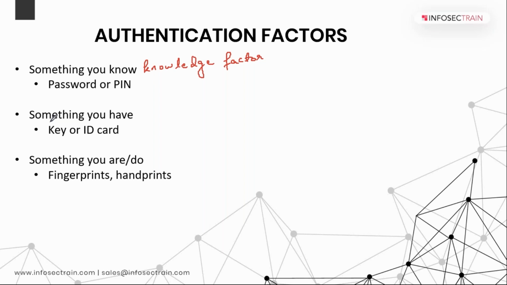Then it brings us to something you have. What do you understand by something you have? Guys, if we are talking about something you have, it's your ownership factor, isn't it? It means that the account holder possesses something that no one else does, like your smart card or a USB token that generates a unique code. Do you guys know what a USB token is?